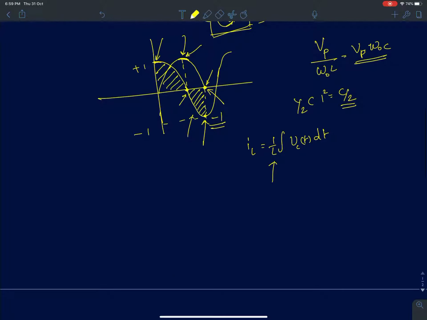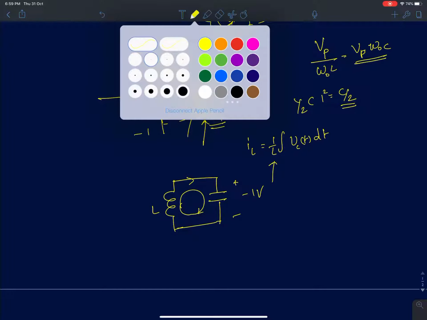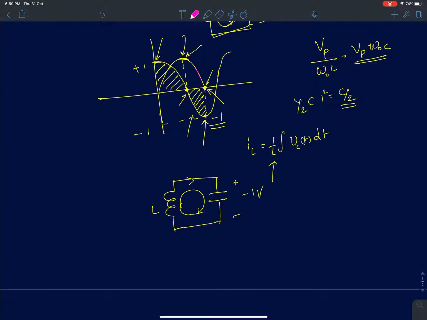Now what happens after this? After this, the current is 0, but the capacitor voltage will now be minus 1 volt. So now the inductor will start building current in the other direction. The direction of current will now reverse. It's going to flow like this. It's going to become negative and it will reach a negative peak and then it will go back to 0. And the cycle continues endlessly.